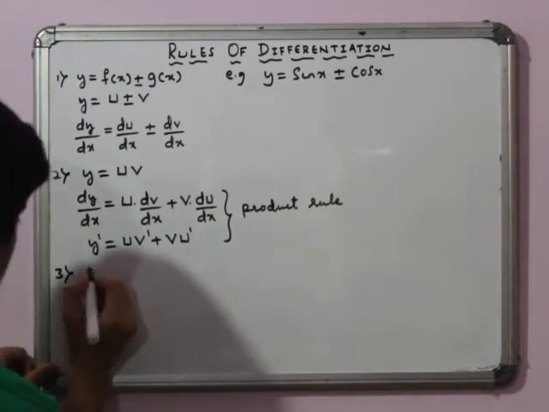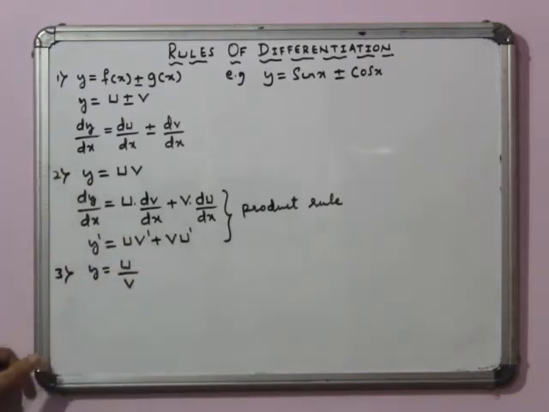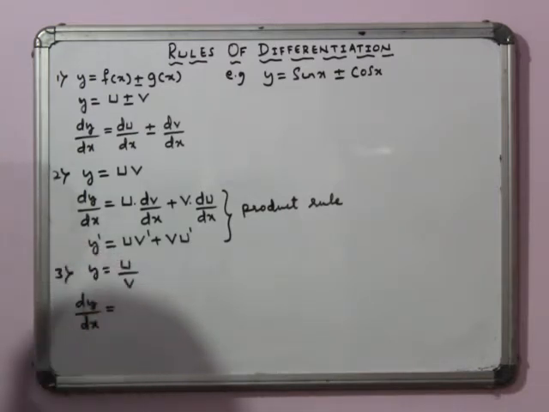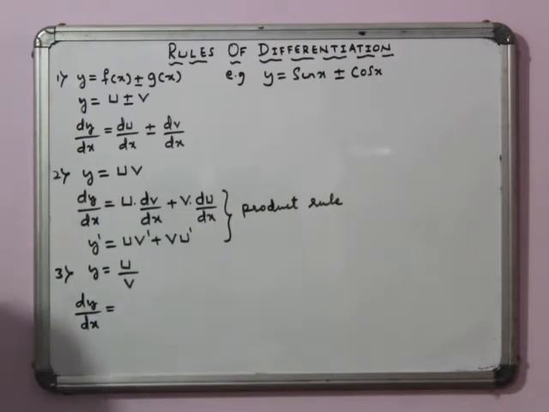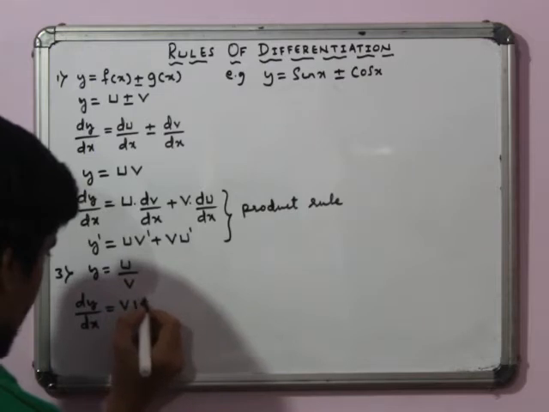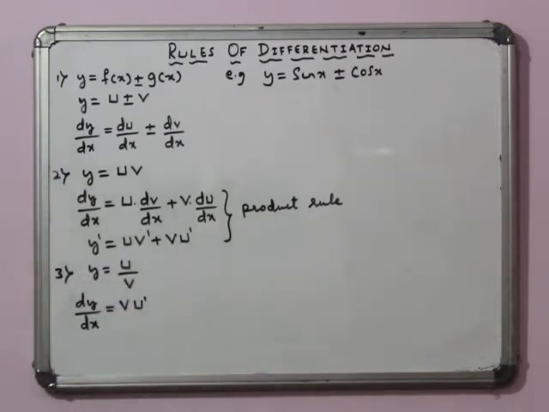Next, rule number 3. If your function is like this, u by v, where u and v are functions of x, y is equal to u by v. How to find the derivative of this function? Here we can write dy by dx, that is differentiation of y with respect to x, is given by second function into differentiation of first function, or I will write it in another way. Just a second.